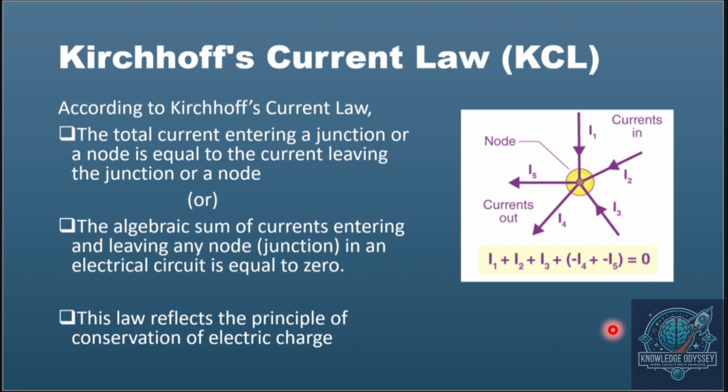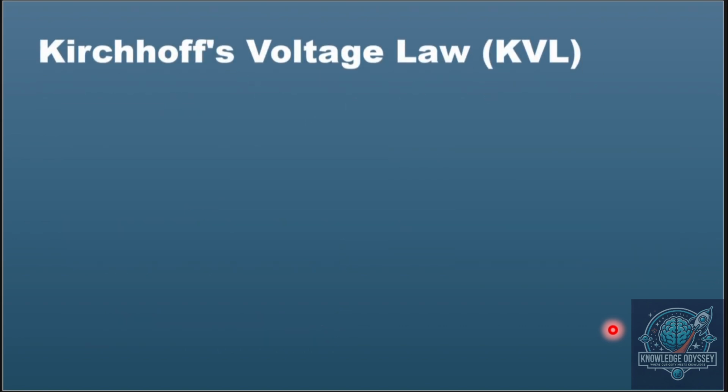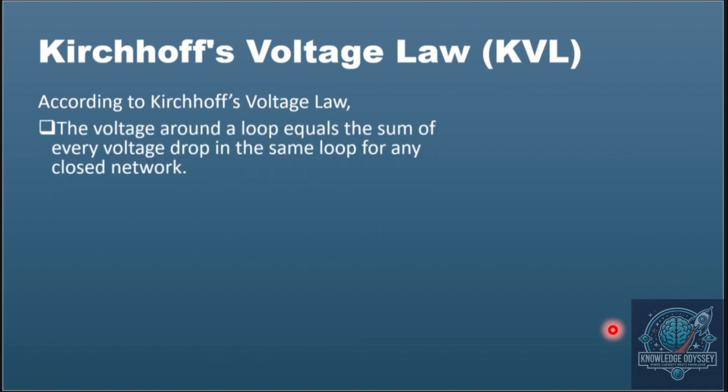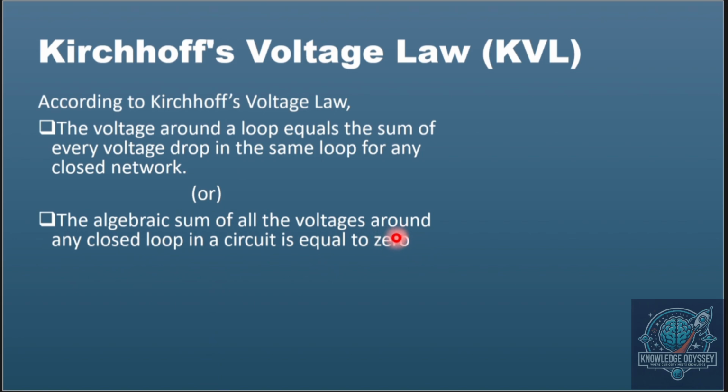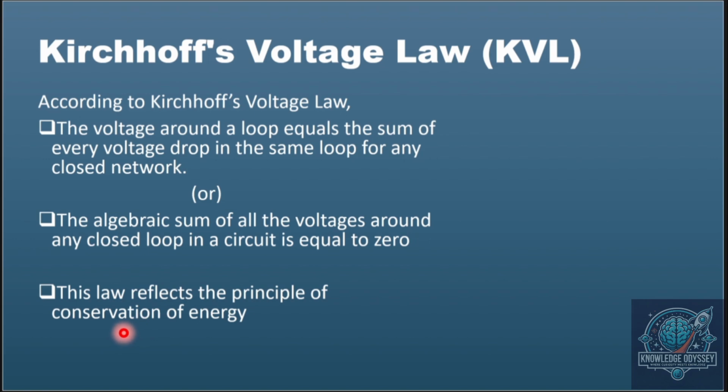Now let us discuss the second law of Kirchhoff called Kirchhoff's voltage law or KVL. According to Kirchhoff's voltage law, the voltage around a loop equals the sum of every voltage drop in the same loop for any closed network. Or this can be seen in a simplified way. The algebraic sum of all the voltages around any closed loop in a circuit is equal to 0. This law reflects the principle of conservation of energy, which means energy can neither be created nor be destroyed.